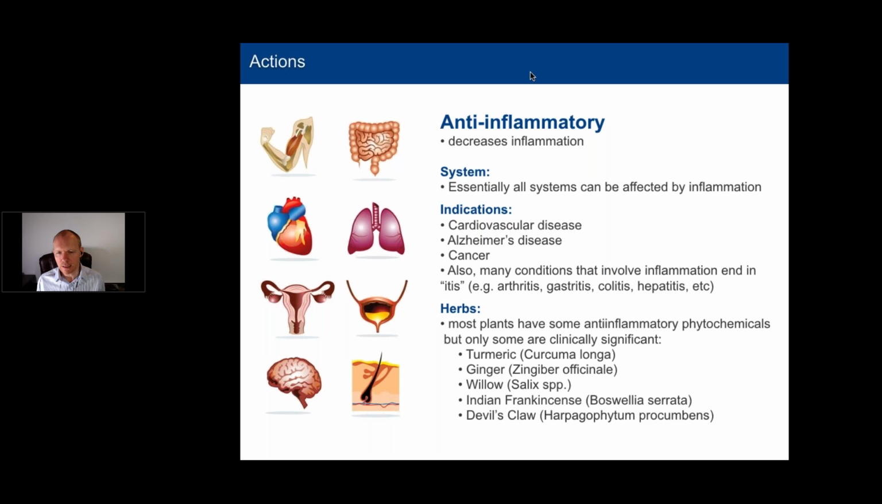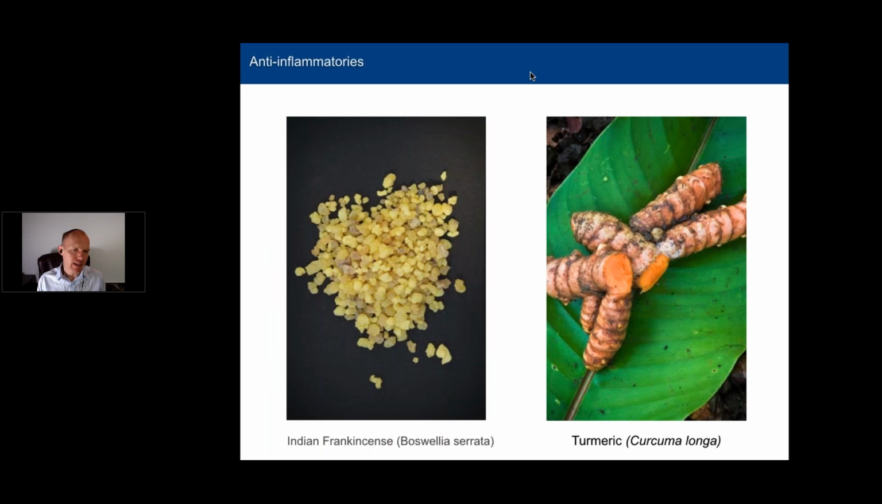Indian frankincense comes from South Asia, and devil's claw comes from South Africa. And so what's neat about this is we've got herbs that we use in herbal medicine that come from all around the world, from every single continent. So Indian frankincense is on the left. It's a resin that comes from a tree. We'll talk about this a little bit more when we're discussing the phytochemicals.